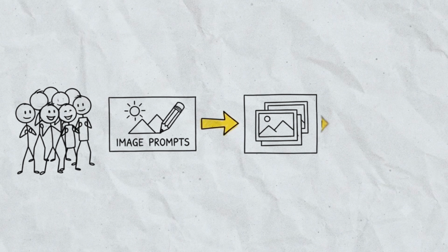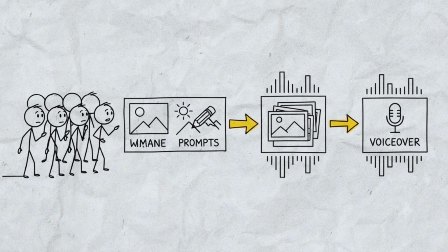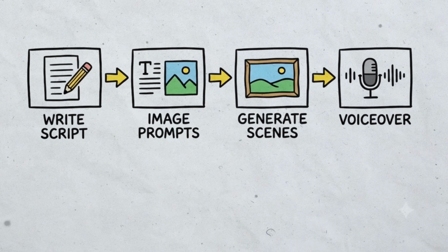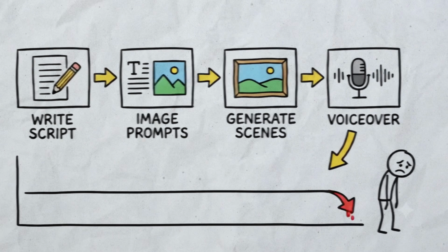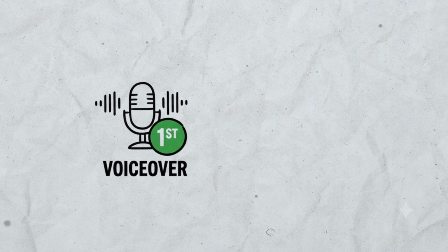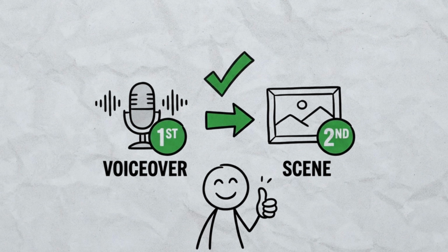Most people generate their images first, then try to force a voiceover to match afterward. That feels logical, but it's completely backwards. You're not creating rhythm, you're creating a collision, and even when the viewer can't explain why, they feel it and then they click away. So the correct order is voiceover first and then images second.